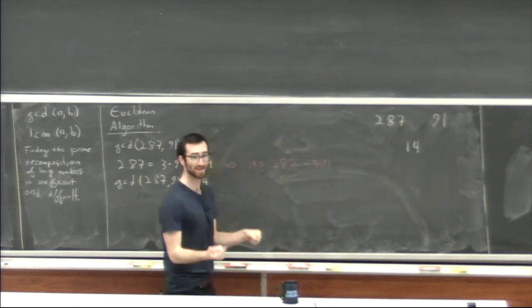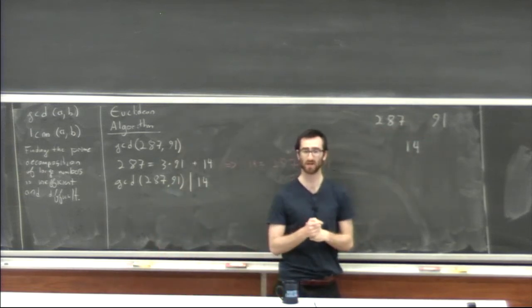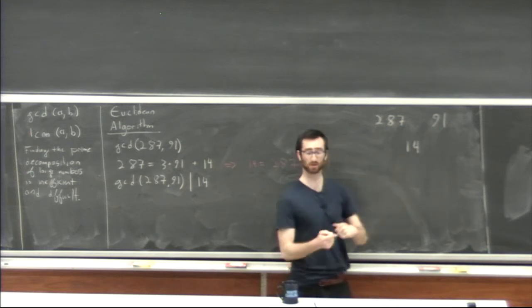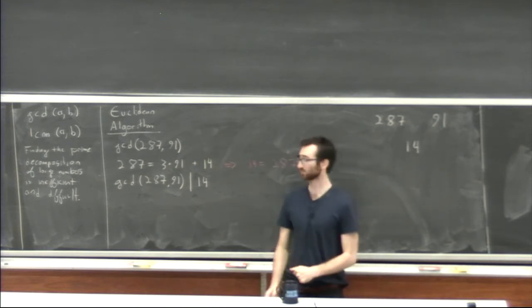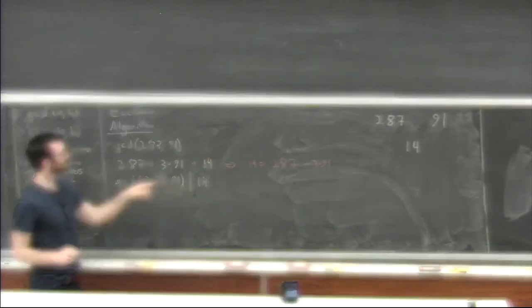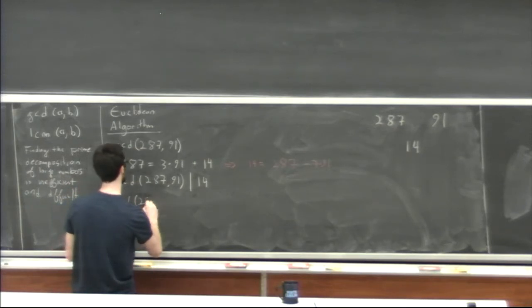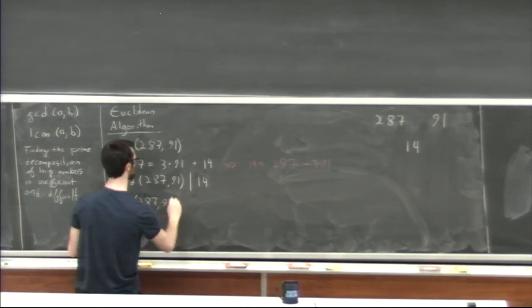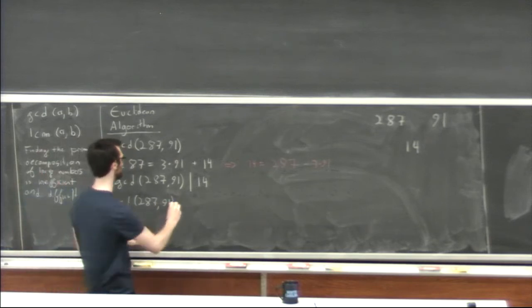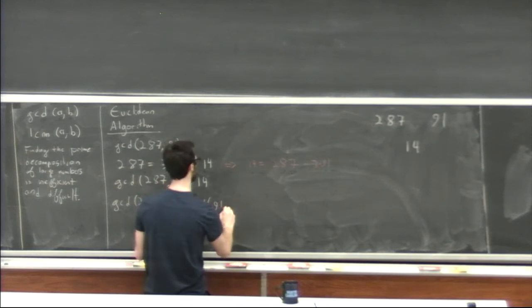What I want to do next is, since I can choose any pair of these and work out the greatest common divisor from those two, I should pick the smaller two of the triple. So what I'm saying is, the GCD of 287 and 91 is equal to the GCD of 91 and 14.